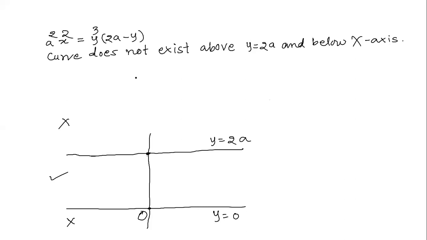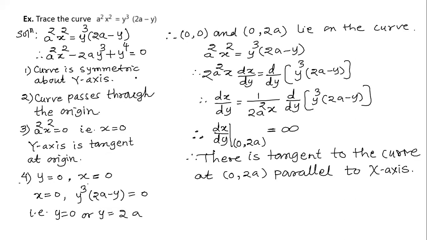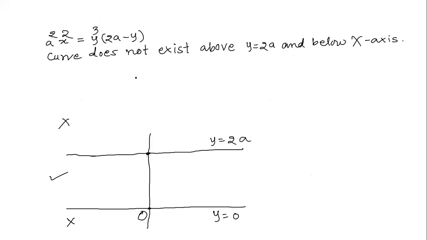These are the 2 points. This is the first condition. The second condition is that tangents must exist at both these points. We have mentioned that here the y-axis is tangent at the origin, and we have also mentioned there is a tangent at 0 to a also. So the second condition is that tangents must exist at both these points.